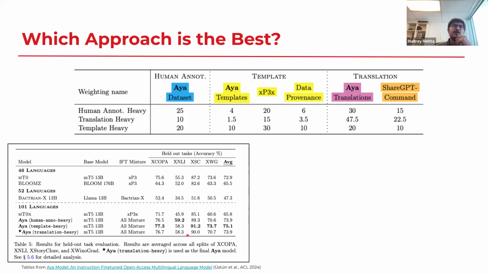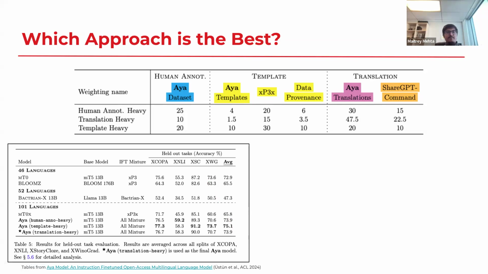So for these tasks, they also saw that the template heavy mixture performed the best, right? So as you can see, on average, the template heavy mixture did much better than the translation heavy and the human annotation heavy mixture. Again, the thing that you need to keep in mind is that all these data sets, all these benchmarks, only have around 15 languages, while their model actually supports 101 languages. So the evaluation is not exhaustive, right?